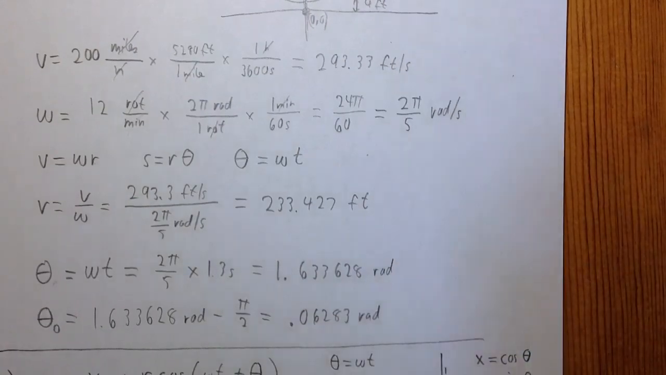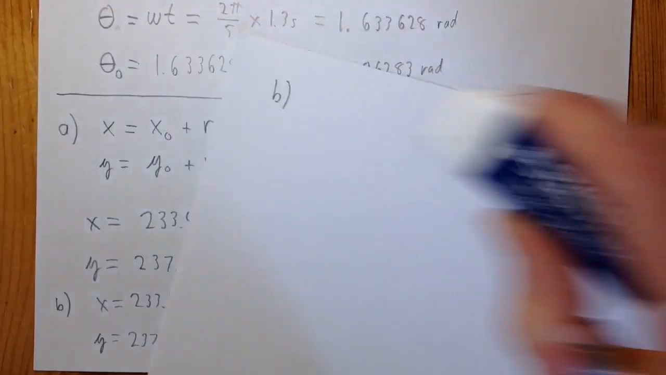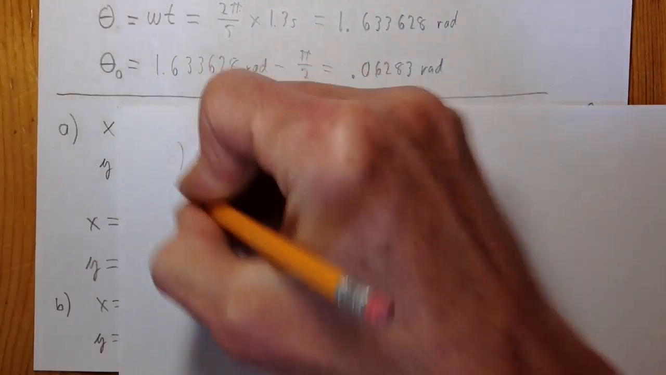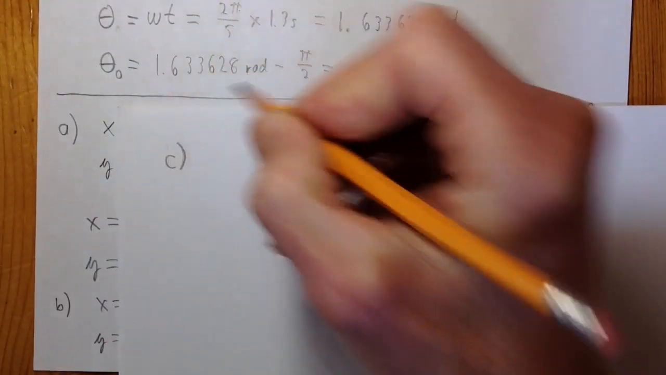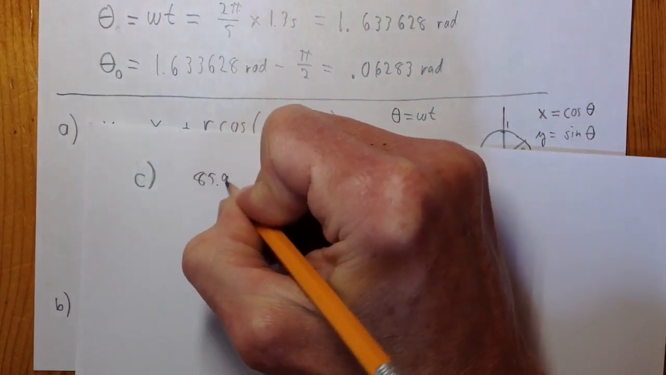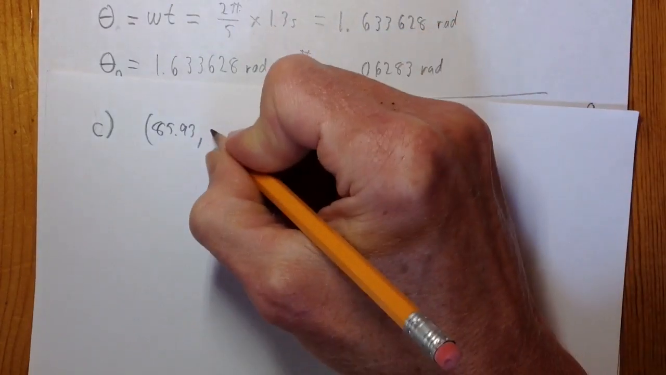So first we got to figure out that point, and that's when t equals 6 seconds. And the nice thing is we already did that, right? That was part B. We have the point. So for part C, our point was 85.93, and we know we're dealing with feet, so I'll just leave that out, and then 454.45.